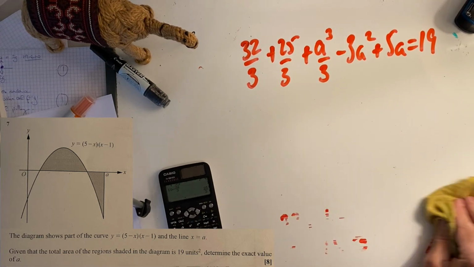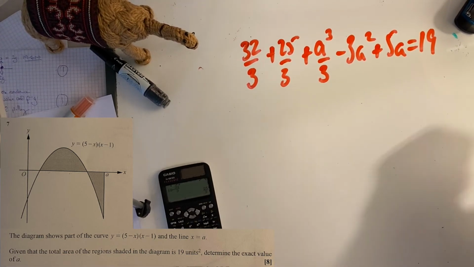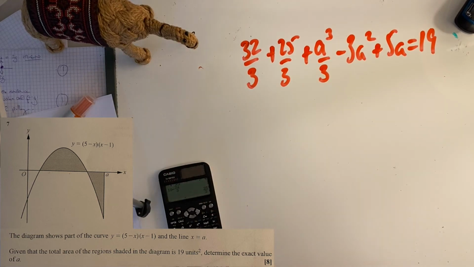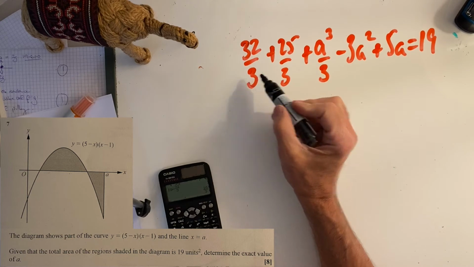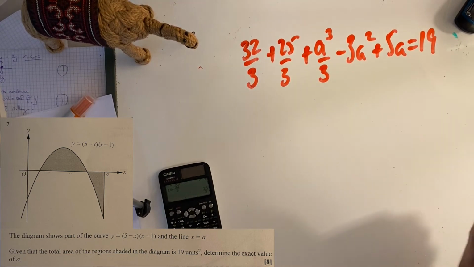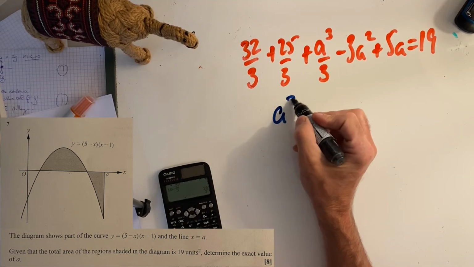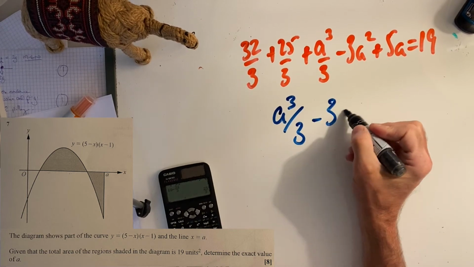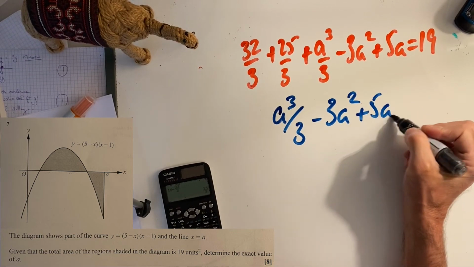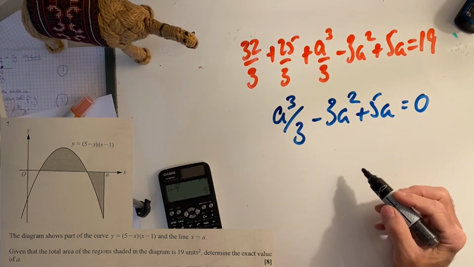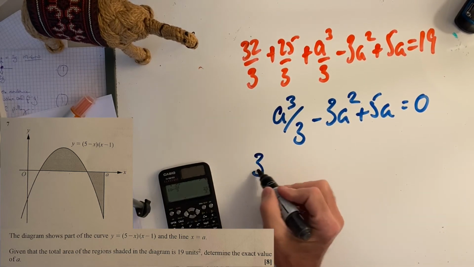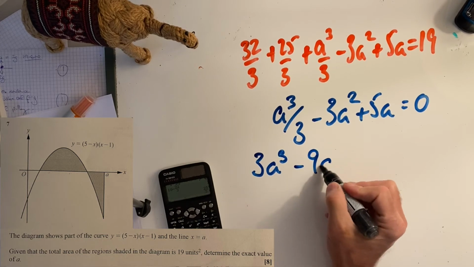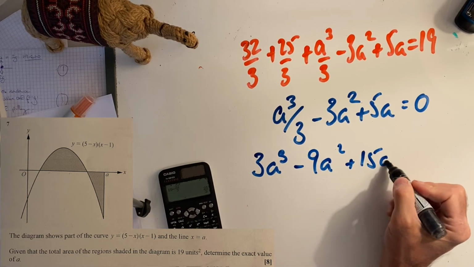And that's a bit of a step into the unknown. Now, if I work this out on my calculator, I come out with 19, and that equals 19 there. You know you're on a good track, because you know that this equals 0. Times everything by 3 to get rid of that. I don't like fractions, so I get 3a cubed minus 9a squared plus 15a equals 0.